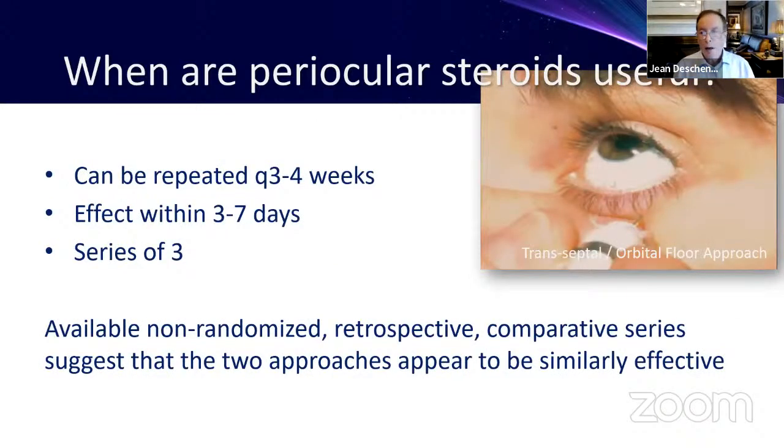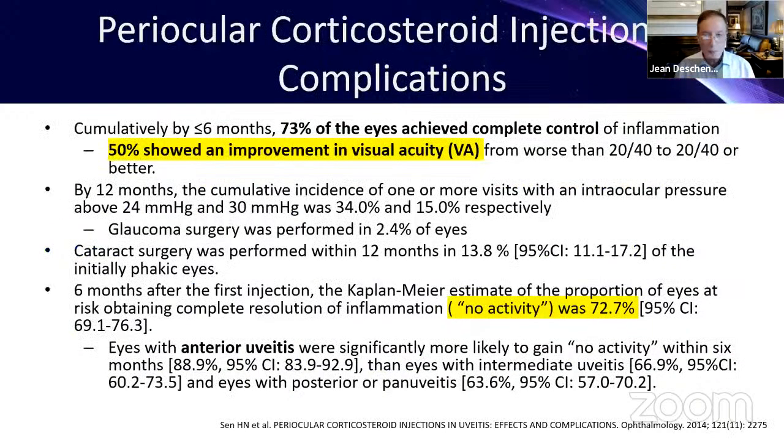They can be repeated every 3 to 4 weeks. Myself, I like not to go less than 4 weeks between periocular injections. The effect is relatively quick, in 3 to 7 days. Most people will give a series of 3, depending on the response of the inflammation. Myself, I'll go up to 5 injections at 1 month intervals. So, complications.